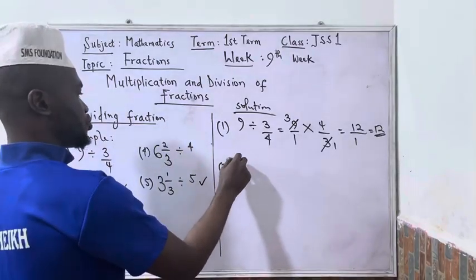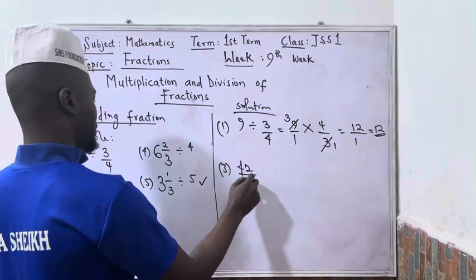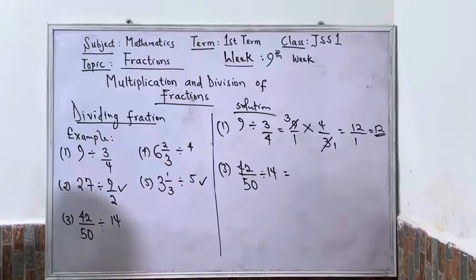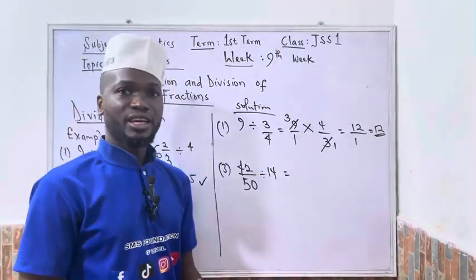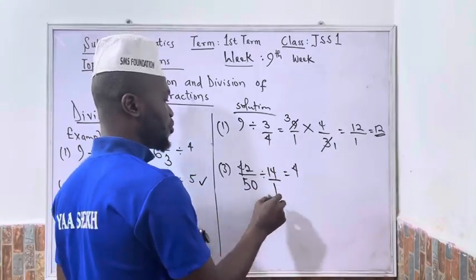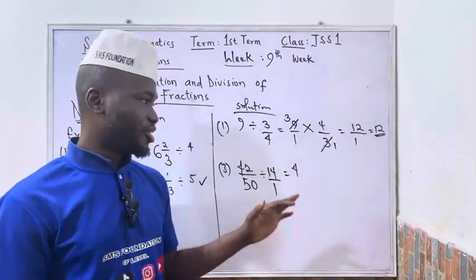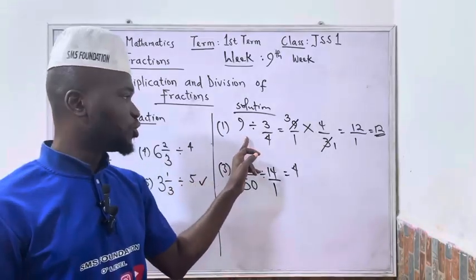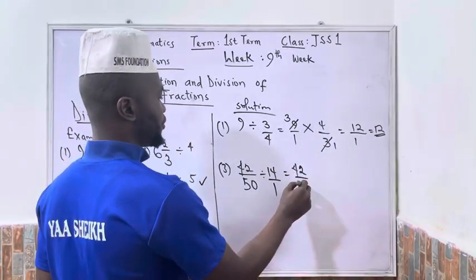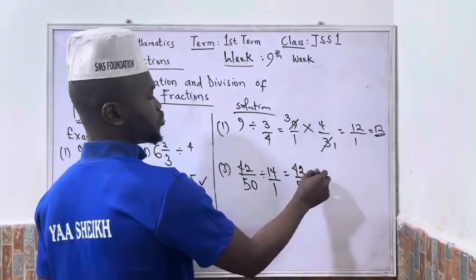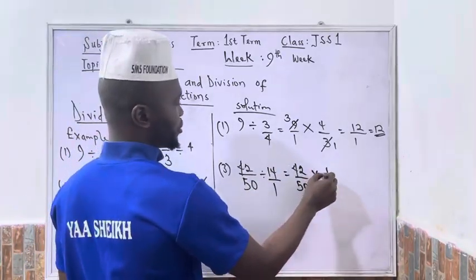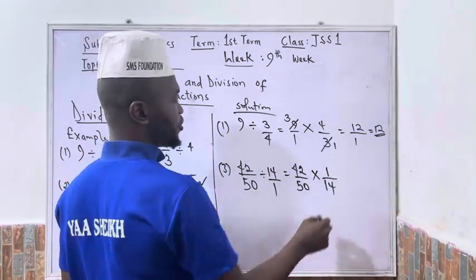Number 3 is 42 over 50 divided by 14. So now, I can directly apply the change and flip rule here. So this is 42. This 14 can be 14 over 1. Whatever you see that is standing alone as a whole number, just put over 1 there. So now, this will remain 42 over 50. Then the division will turn to multiplication. So I will just flip. The numerator will go up, which is 1 over the denominator will become 14.